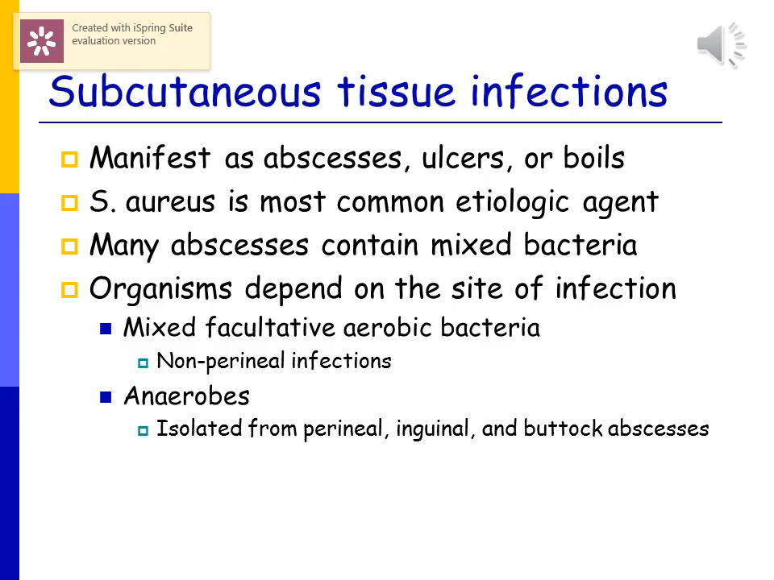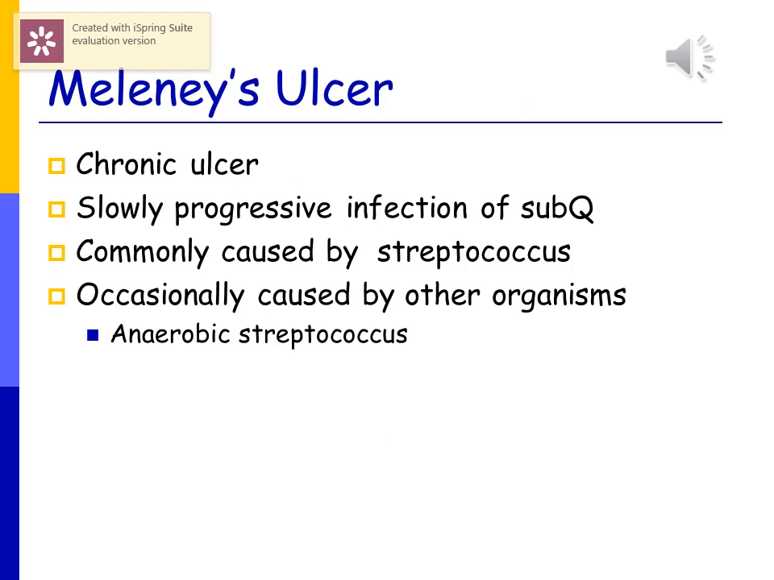So your anaerobic abscesses are more commonly in the perineal inguinal. Meleney's ulcer is a very specific ulcer. It is a chronic, slowly progressive subcutaneous infection. It's commonly caused by streptococcus, but it can be caused by other organisms.